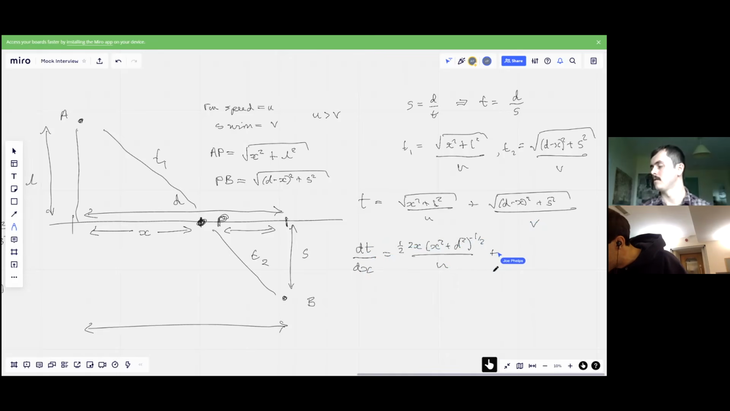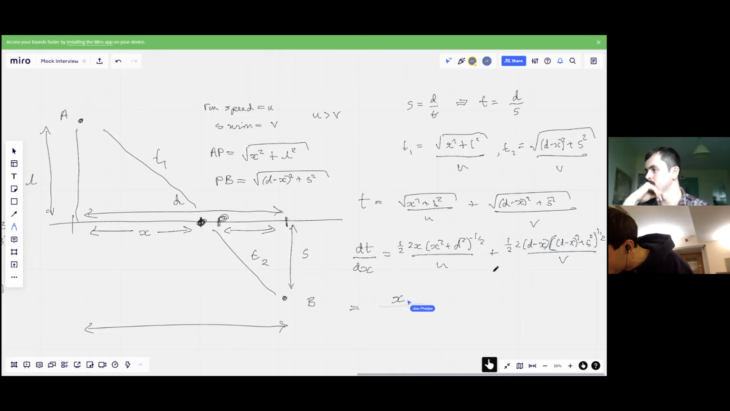plus a half times 2 times D minus x times D minus x squared plus S squared to the minus half over v. So I can rewrite this as x over u times one over the square root of x squared plus L squared, plus one over v times D minus x over the square root of D minus x squared plus S squared.